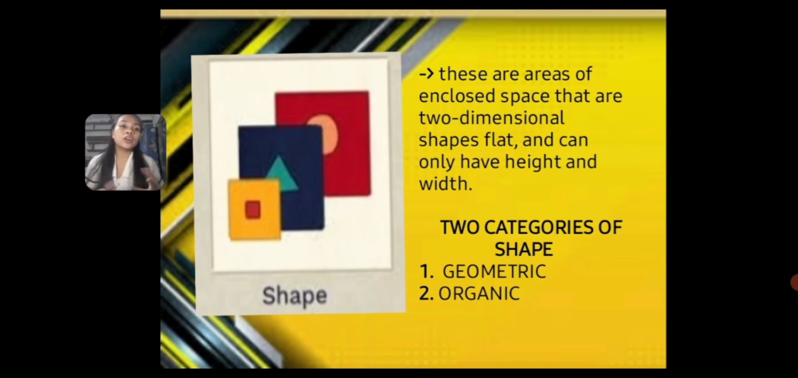There are two categories of shape. The first one is the geometric and the organic. When we say geometric, examples of this are a circle, squares, rectangle. Those are the geometric shapes. And the second one is the organic shape. When we say organic shape, it is the shape of nature, like for example, leaves, clouds, and many more.